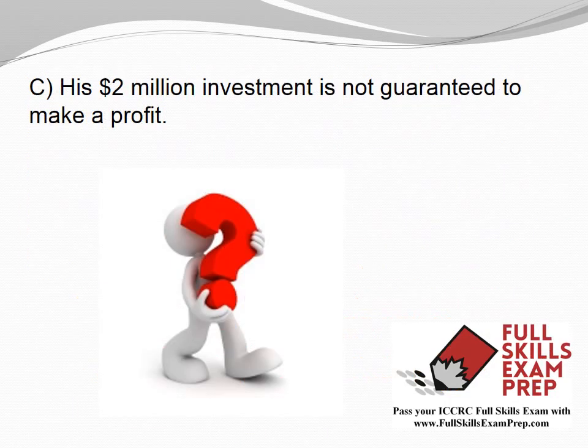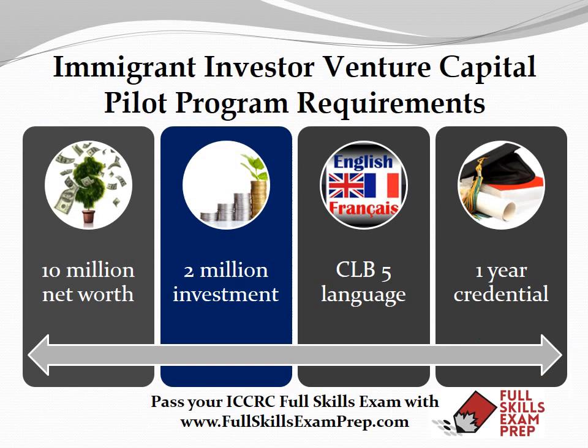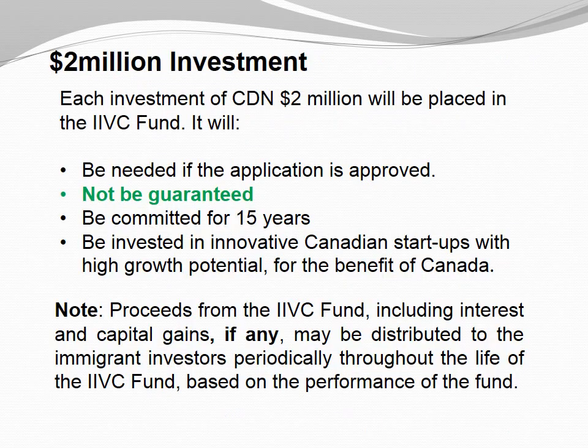So finally, we'll take a look at C. His $2 million investment is not guaranteed to make a profit. If you remember from the previous lesson, when we took a look at the $2 million investment, you could probably remember that it's not guaranteed. We have those requirements over here of that investment. So remember, it is needed.